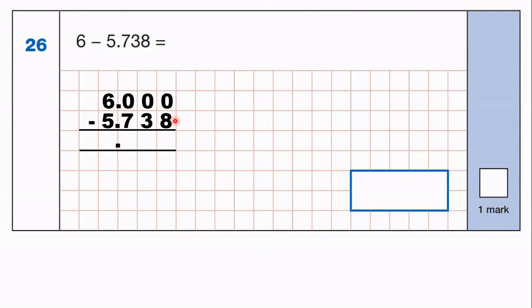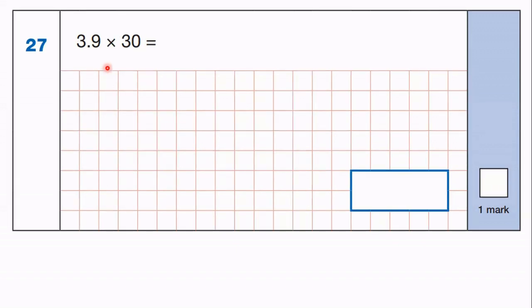Now we can't do 0 take away 8, and we need to go all the way over to the 6 to exchange. We can exchange one of the units for 10 tenths, then one of the tenths for 10 hundredths, and finally one of the hundredths for 10 thousandths. So now 10 minus 8 is 2, 9 minus 3 is 6, 9 minus 7 is 2, and 5 minus 5 is 0. So our answer is 0.262.